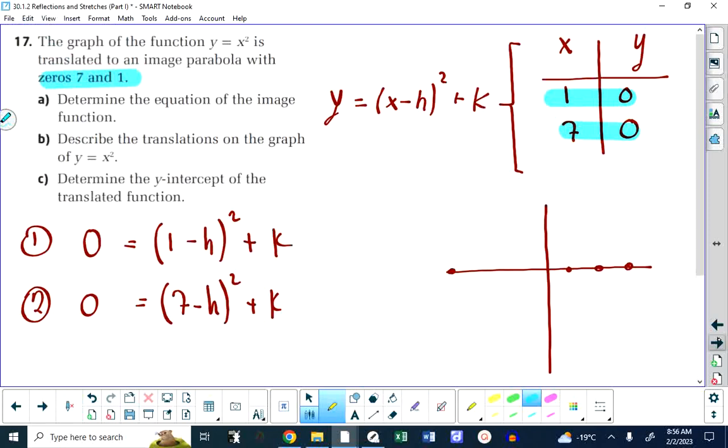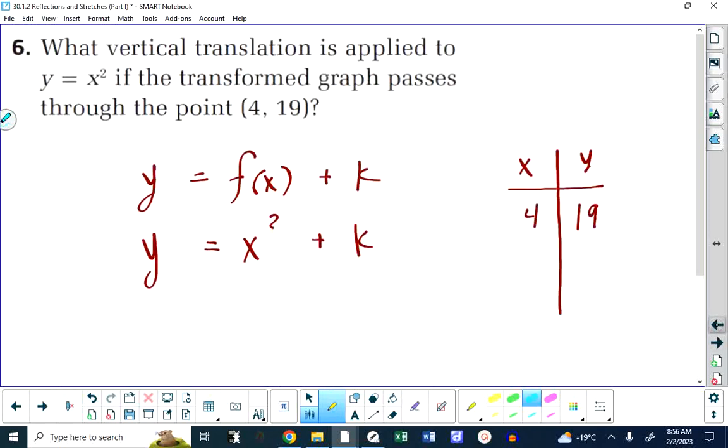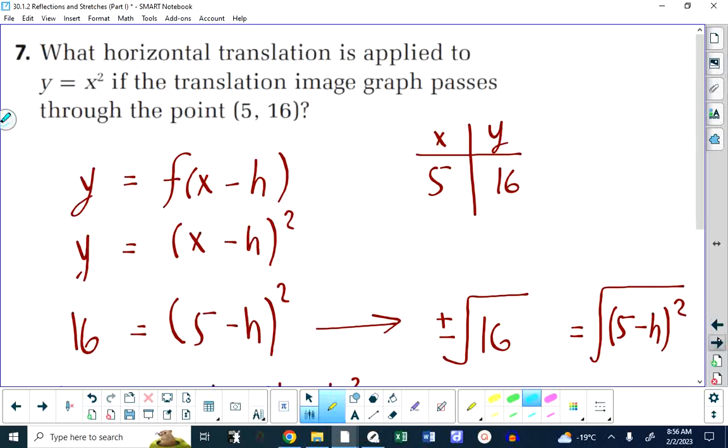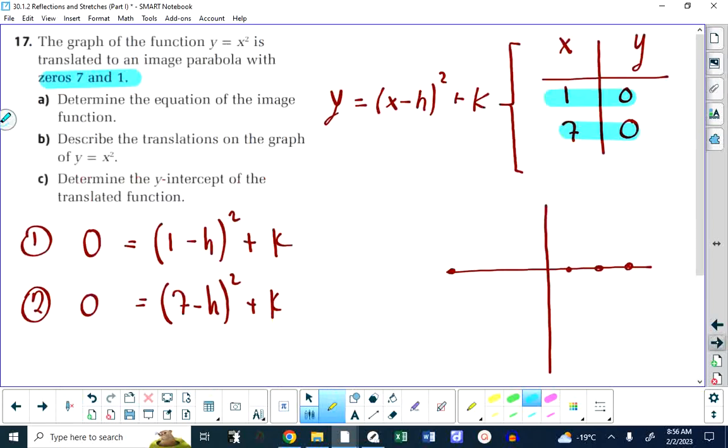So if there's a horizontal and vertical transformation or translation, going back to 6, there was vertical only. So we had f of x plus k. Looking at number 7, we had just horizontal. So it was f of x minus h, end of the story. Here we have both, so it's y equals f of x minus h plus k, and since f is squaring, it's x minus h squared plus k. Anyway, we put the numbers in and you have these two equations. This is a system of equations.